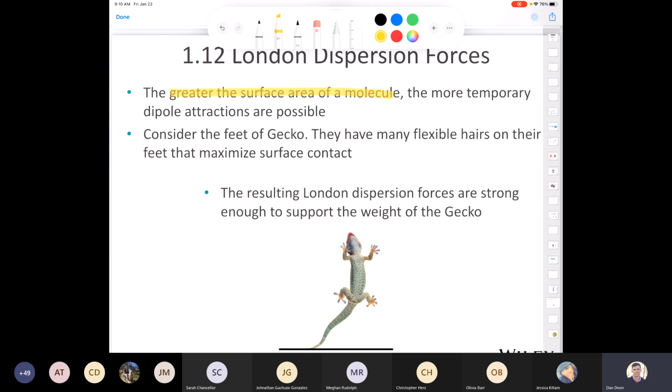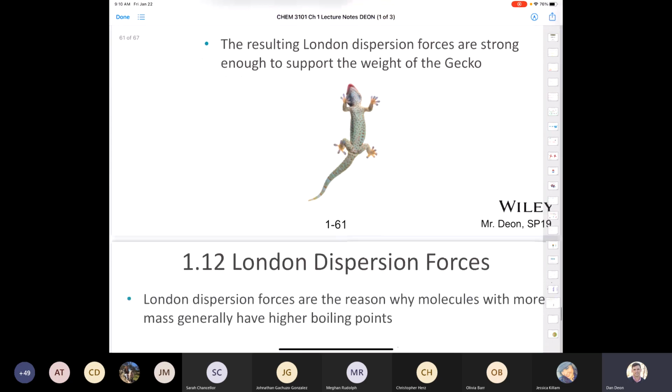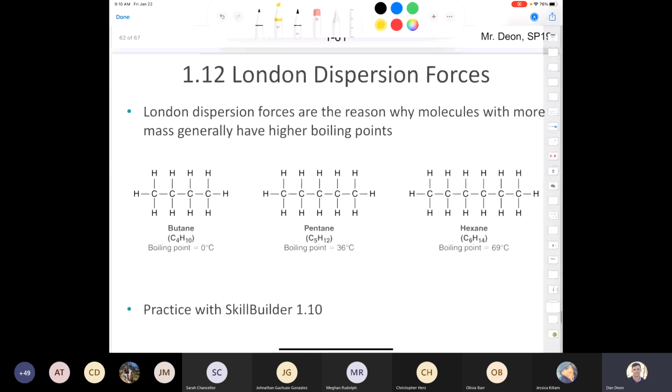You can read this thing about the gecko in your own time. I will not be asking you anything about it on the first quiz, but if you look at these 3 molecules, butane, pentane, and hexane, you see that all 3 of them are hydrocarbons.